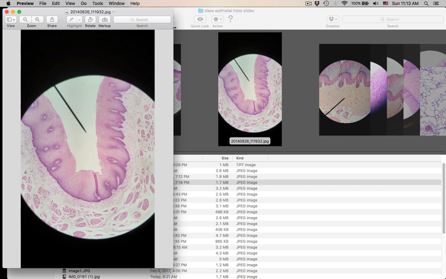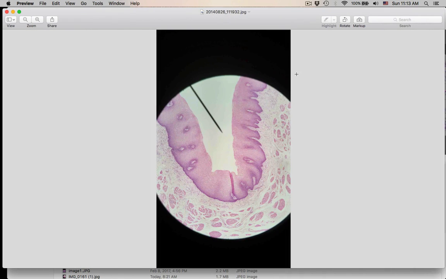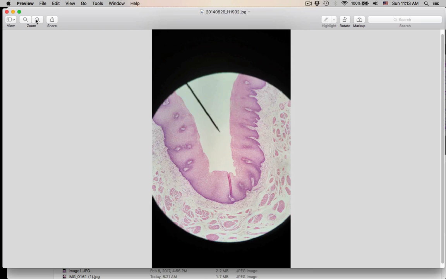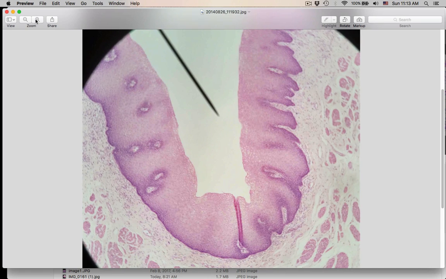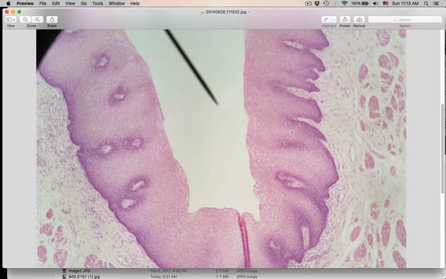This is going to be number 3. Again, pointer is in the lumen. Look at those top layers if you can see them here. This is the epithelium. So what is the name of this epithelium? This is number 3 facing the lumen.